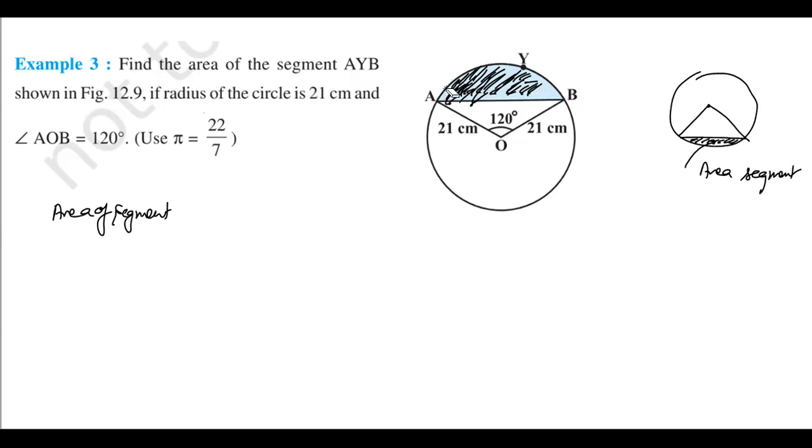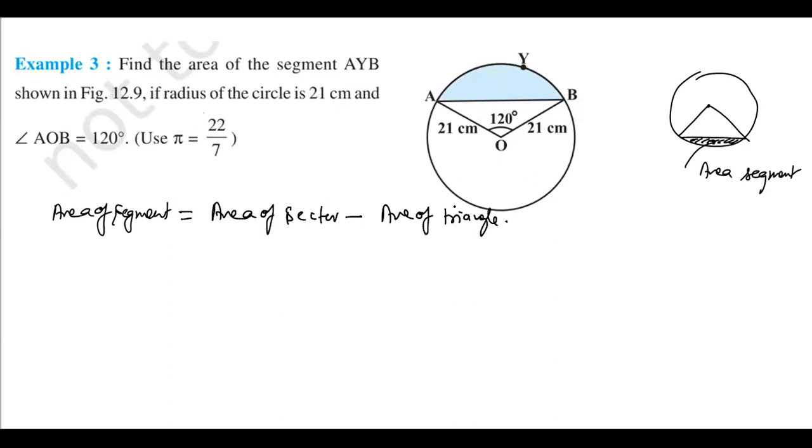यानी कि अगर आप इस पूरे सेक्टर का एरिया निकालें and then you simply subtract the area of the triangle from the sector, then you will be able to find out the area of the segment. So I can write here the area of segment, let's derive the formula for this one. Area of segment is equal to area of sector minus area of triangle. And how can you find out the area of the triangle?